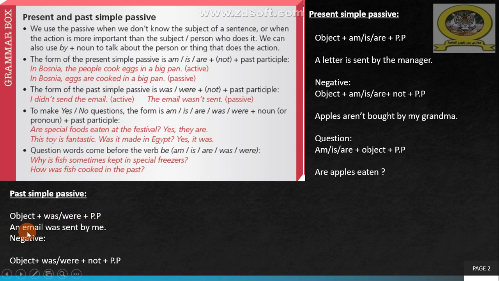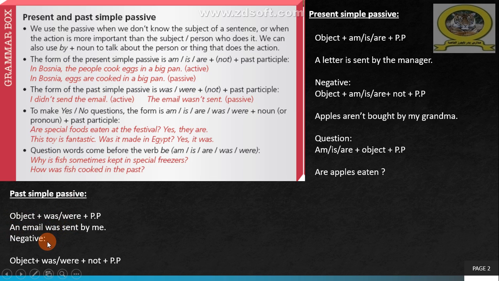Like, an email was sent by me. Here, an email was sent is a sentence without a subject, so it's in a passive form.